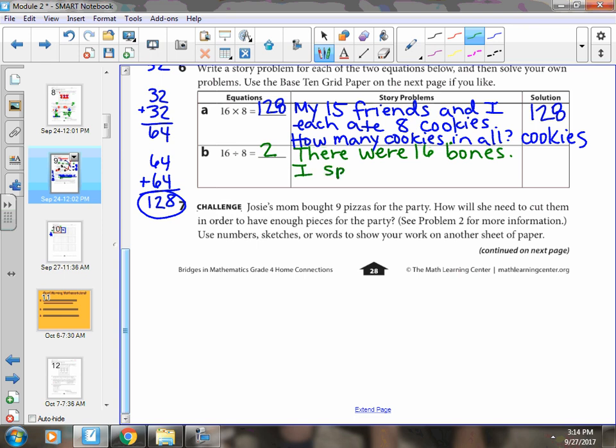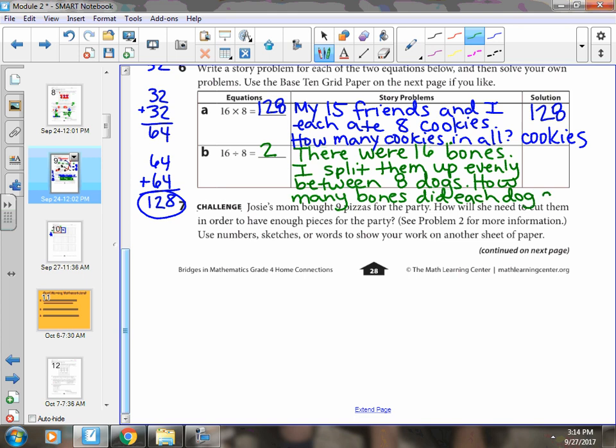I split them up evenly between 8 dogs. How many bones did each dog get? And 16 divided by 8 is 2. 2 bones is my answer.